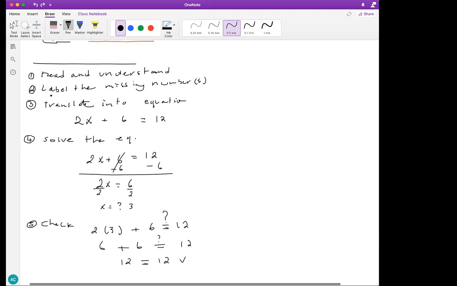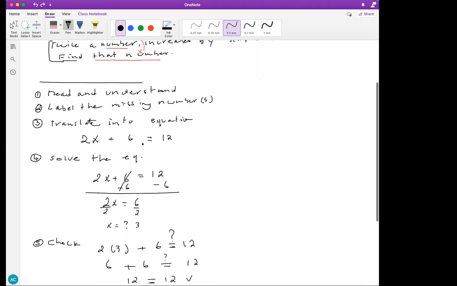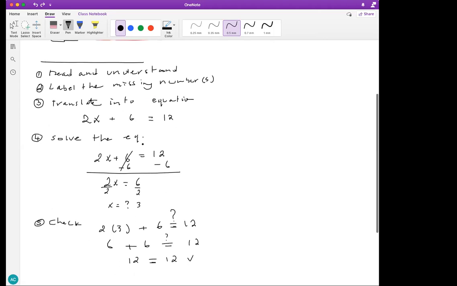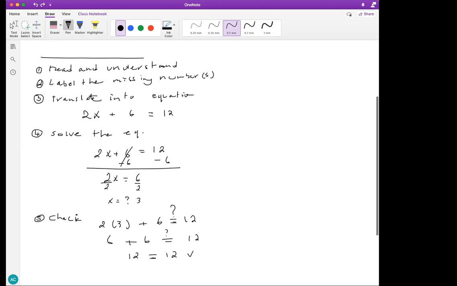Okay, so these are the main steps, or this is a procedure of solving word problems of any sort, basically. Always read and understand it, label the missing number or numbers, translate that into a math equation or a system of equations or function or whatever it is. You solve that, whatever you end up with from here, you solve it, and don't forget to check to make sure you got the right answer.